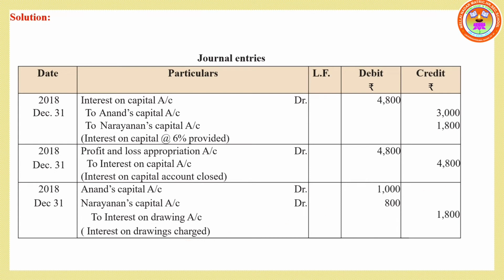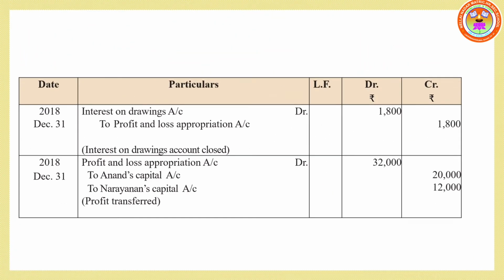So we have to pass one more journal for closing interest on drawings. Look at the next journal. For closing interest on drawings, journal entry: interest on drawings account debtor to profit and loss appropriation account. Interest on drawings account closed. Third one, only after preparing the profit and loss appropriation account do we come to know the profit of the partners. So let me prepare the profit and loss appropriation account. There only we could find out the share of profit of the partners. After that only we can fill this journal.